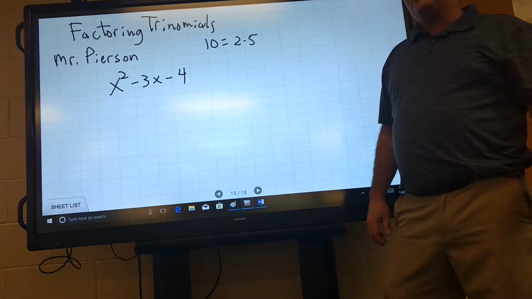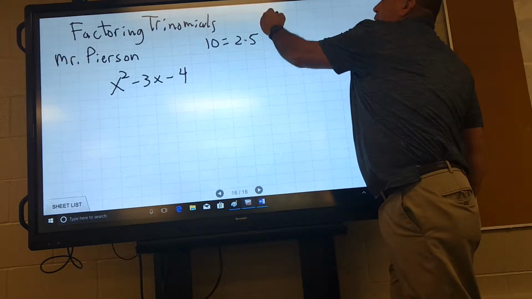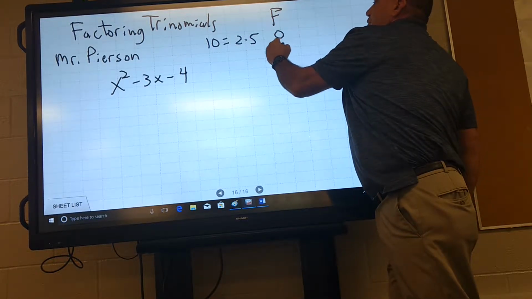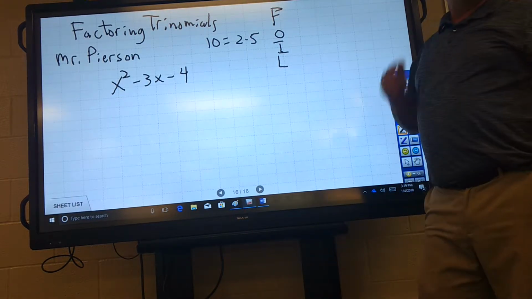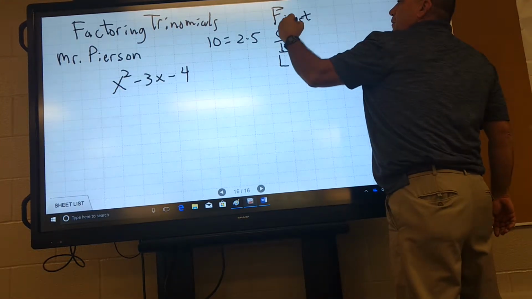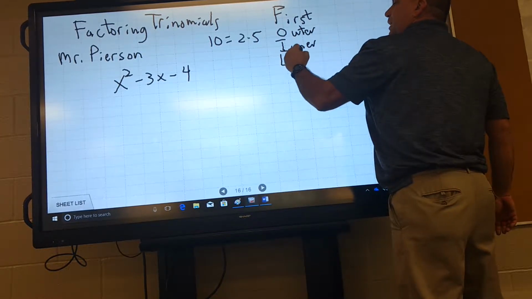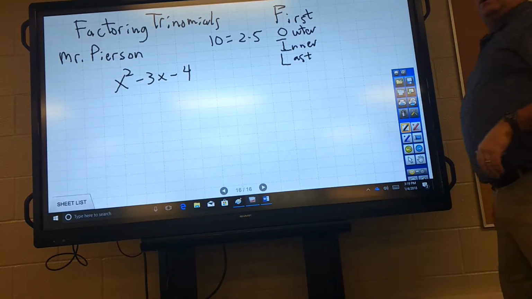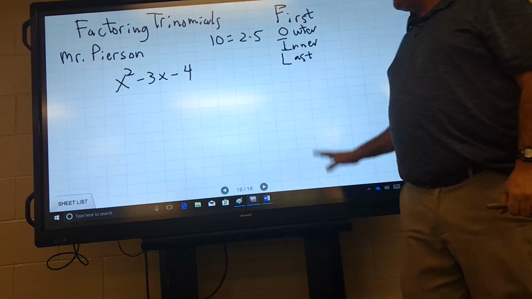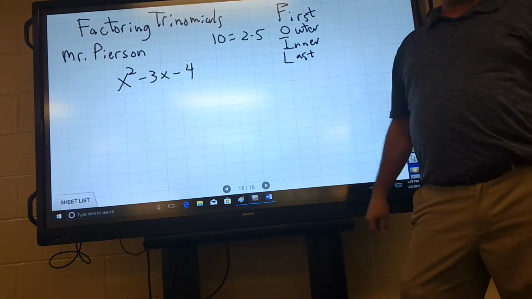And the procedure for doing that is the opposite of FOIL. A lot of you have probably heard of FOIL. It's what you get when you multiply two binomials together. It's where you take the first, the outer, the inner, and the last, and multiply the two binomials together. We're going to do the reverse of FOIL to factor, to put this in factored form.